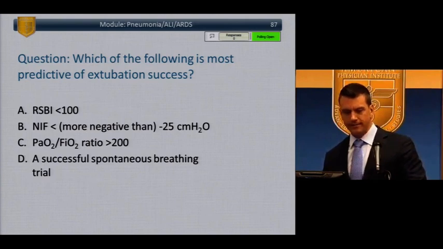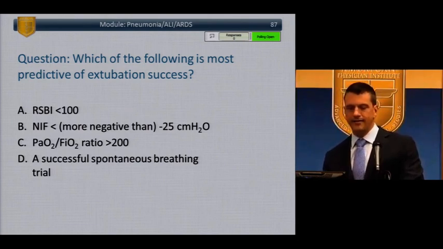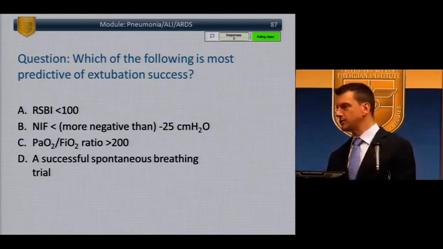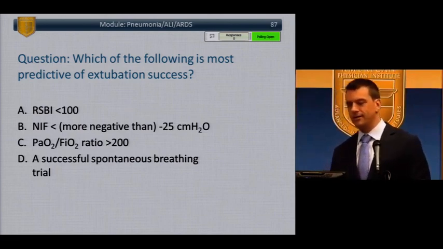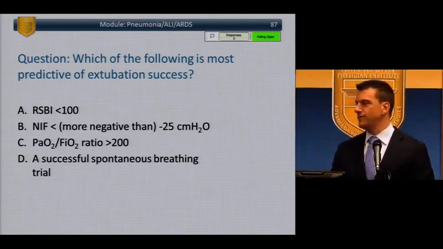So which of the following is the most predictive of extubation success? A, rapid shallow breathing index of less than 100; B, negative inspiratory force, or how much suction you produce, of more negative than minus 25; C, a P to F ratio of greater than 200; or D, a successful spontaneous breathing trial. Again, what is most likely to predict success?